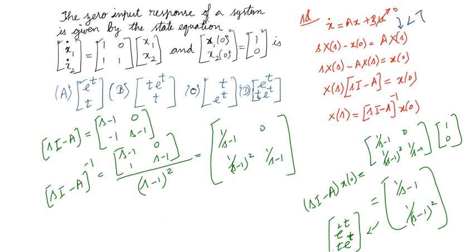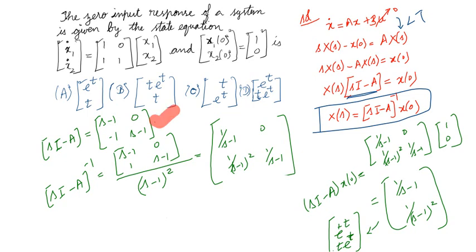Bring the capital X(s) term to the left side, and bring the sI minus A term to the right side, where it becomes an inverse. So this is the expression you can use to find the response. That's the zero input response. So what is sI minus A? I have found sI minus A. This is your sI minus A. Then I have to take the inverse.